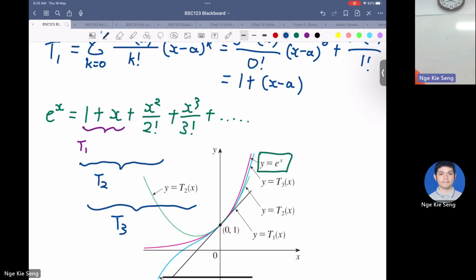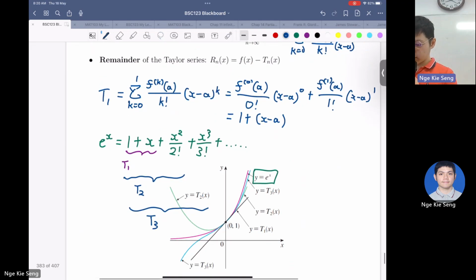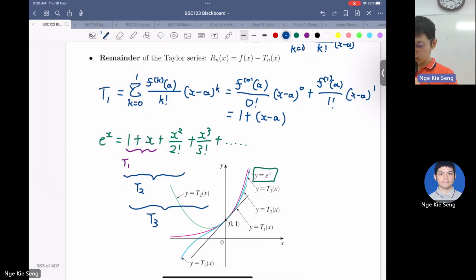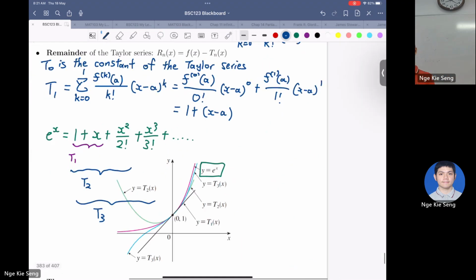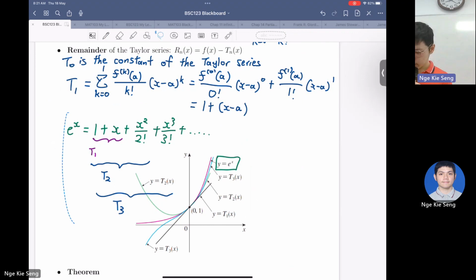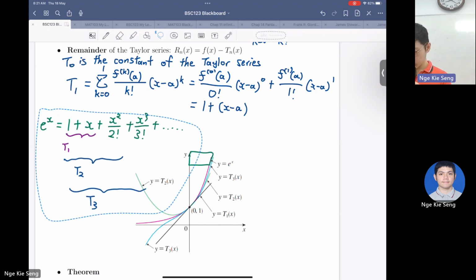So every degree we add the constant term. I think the constant term corresponds to the 0 degree. If you like, we can add the T0 term. T0 is the constant of the Taylor series. In this case, this picture makes more sense.